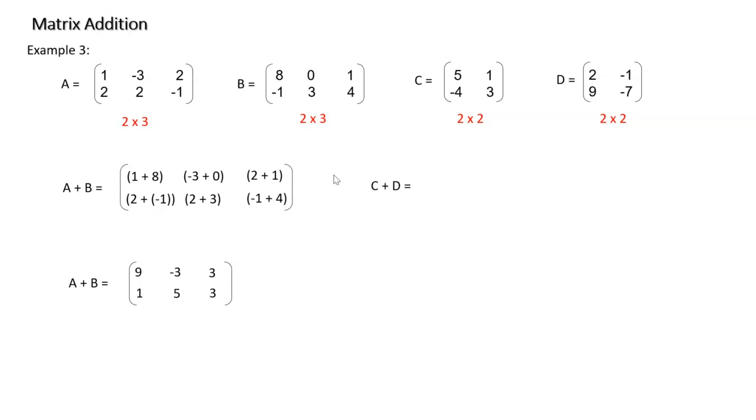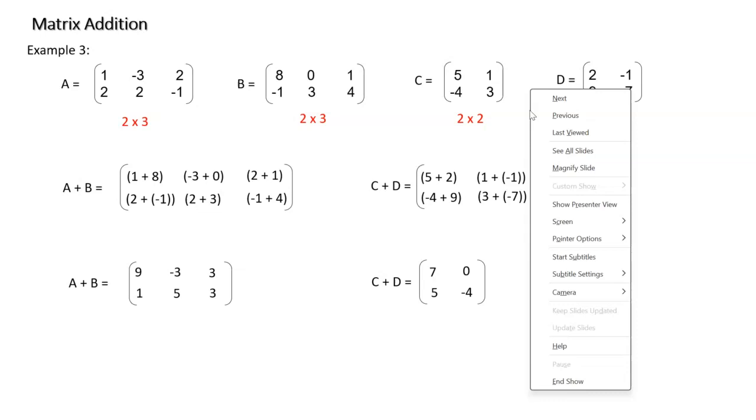Now comes C plus D. Can we add matrix C and matrix D? Yes, we can, right? Because they're the same size, so we can add them. So it's going to be 5 plus 2, 1 plus -1, -4 plus 9, and 3 plus -7. Right, that's going to give us 7, 0, 5, and -4. That's your answer.